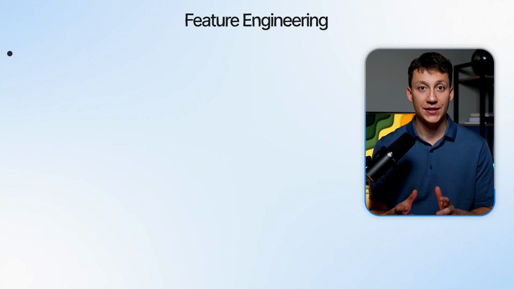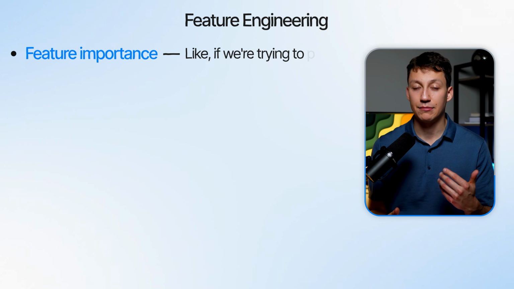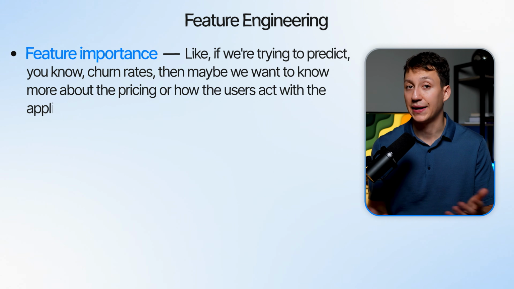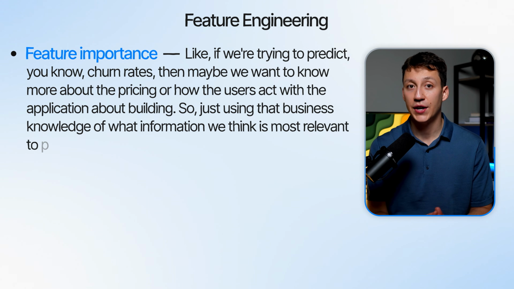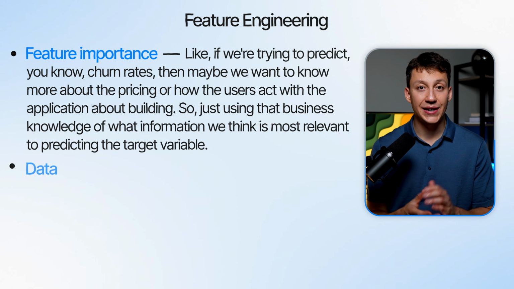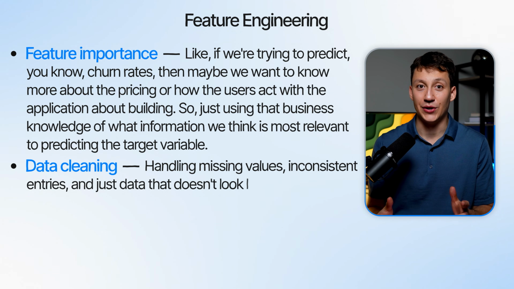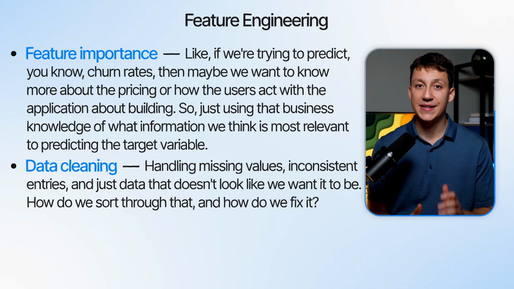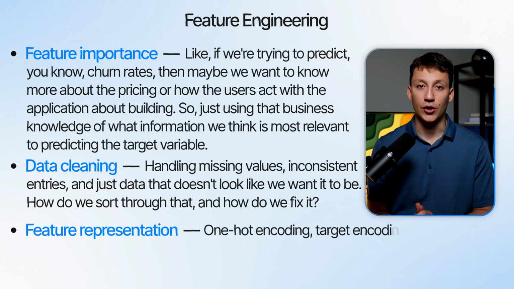The first bit is to identify the features that we think are important to the problem. If we're trying to predict churn rates, then maybe we want to know more about the pricing or how users act with the application we're building. So we use business knowledge of what information we think is most relevant to predicting the target variable. We may also want to clean the data, so handling missing values, inconsistent entries, and just data that doesn't look like we want it to. How do we sort through that and how do we fix it? Machine learning models can only take in numeric data types, so we also want to better represent our features through things like one-hot encoding, target encoding, and embeddings.